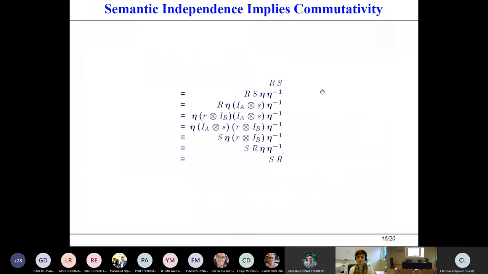Exploiting independence, the assumption is that R and S are independent, and by this sequence of equations, you can prove that they are commutative. The opposite is not true. Commutativity does not imply independence. And one counterexample you have seen is x equals x plus 1 and x equals x plus 2. You cannot find a separation, you cannot find a partitioning, two orthogonal partitionings of the state space of this program in order to assert independence.